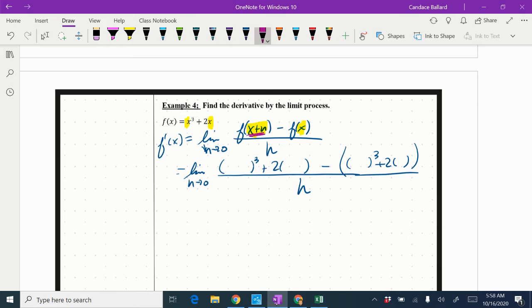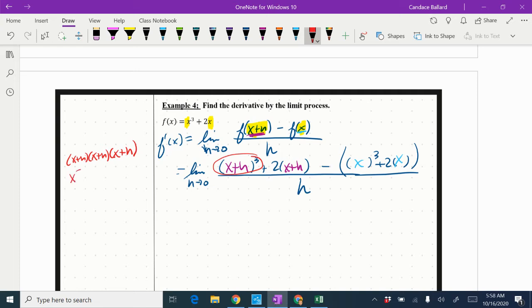Now I'm going to substitute in. The first sets of parentheses get x plus h's, and the second sets just get x's. So they really don't look any different than the original function in that back piece. All right, so here comes the fun part. We need to cube this guy right here. So that means I have to do x plus h times x plus h times x plus h. So I am going to FOIL the first part.